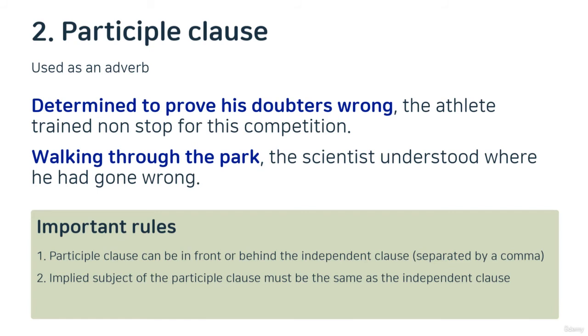This means that in these examples, the implied subject in the participle clauses are the same as the independent clause, as in the athlete was determined and the scientist was walking through the park. Lastly, each participle clause is related to a certain meaning. In the first sentence, the participle clause gives a reason for an action, and in the second sentence, it provides an action that was happening simultaneously.